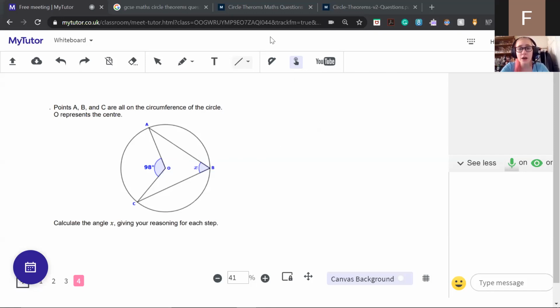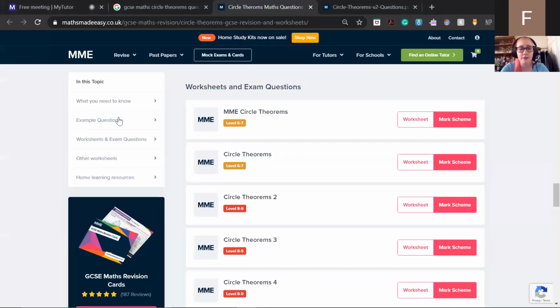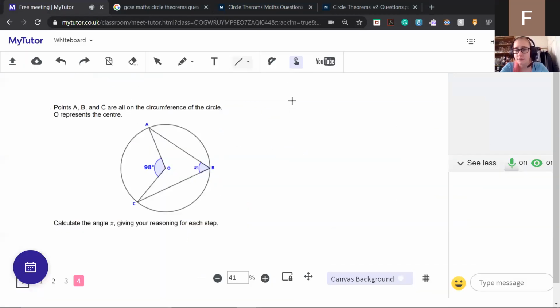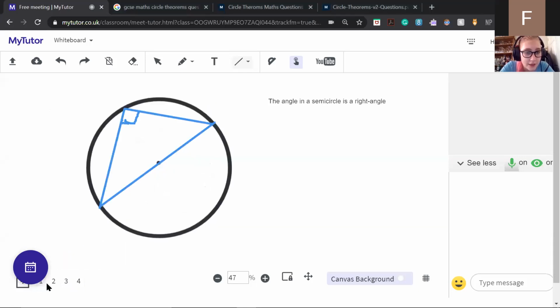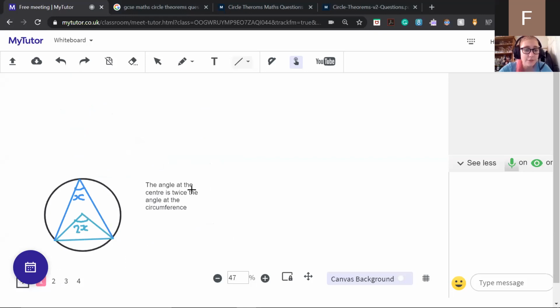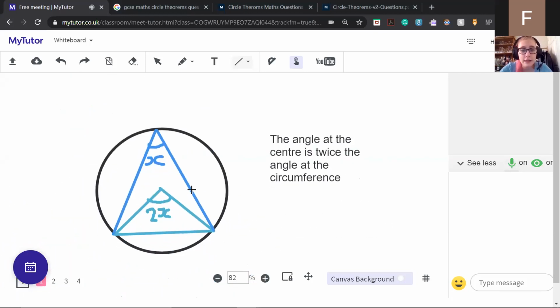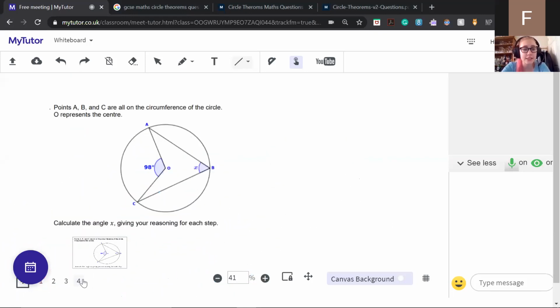So maybe to start with, have the Maths Made Easy "what you need to know" section open, or have some notes in front of you with what the theorems are. For this one, the theorem that we're going to be using is the first one that we went through: the angle at the center is twice the angle at the circumference.